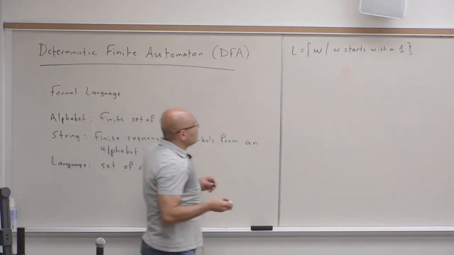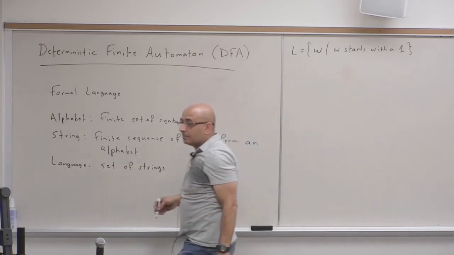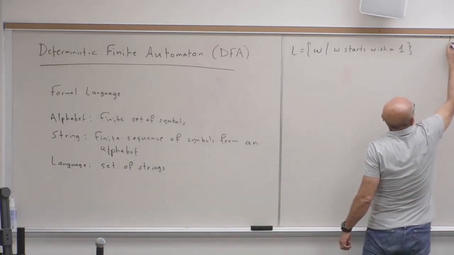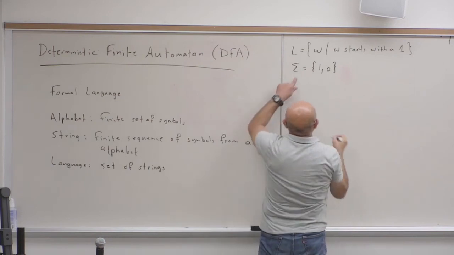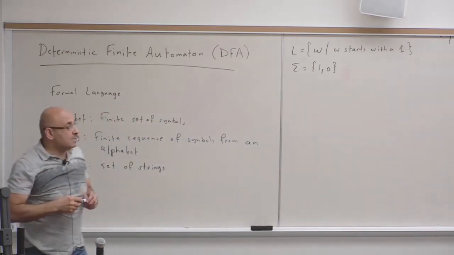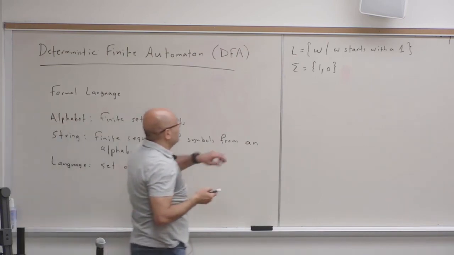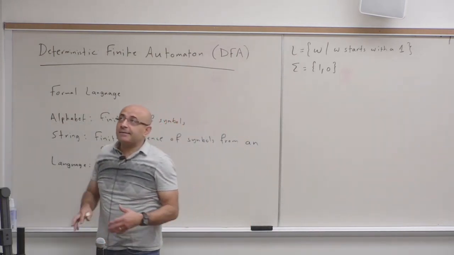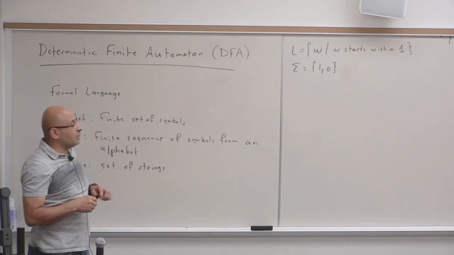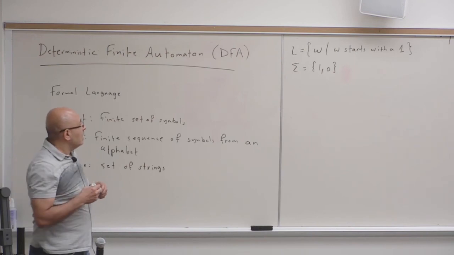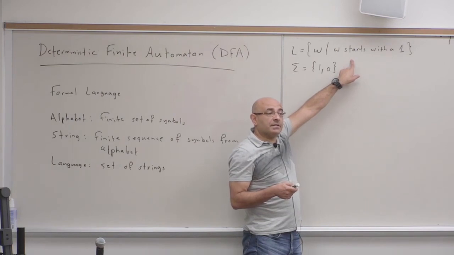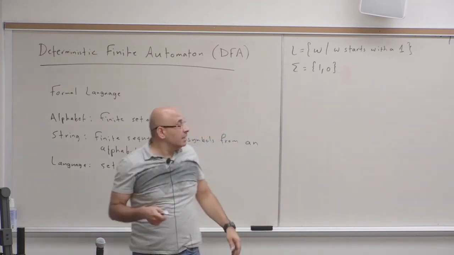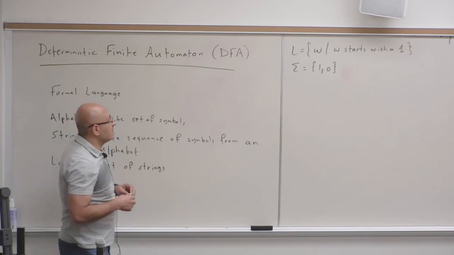And what was our alphabet? Sigma was 0, 1. And we said that this is going to be our default alphabet. If we don't specify the alphabet, then this is our default alphabet, because it's the simplest alphabet that we can use to give interesting examples. Now, does this language have an infinite number of strings or a finite number of strings? Yeah, it has an infinite number of strings. All the strings that start with 1, and there is an infinite number of strings that start with 1.